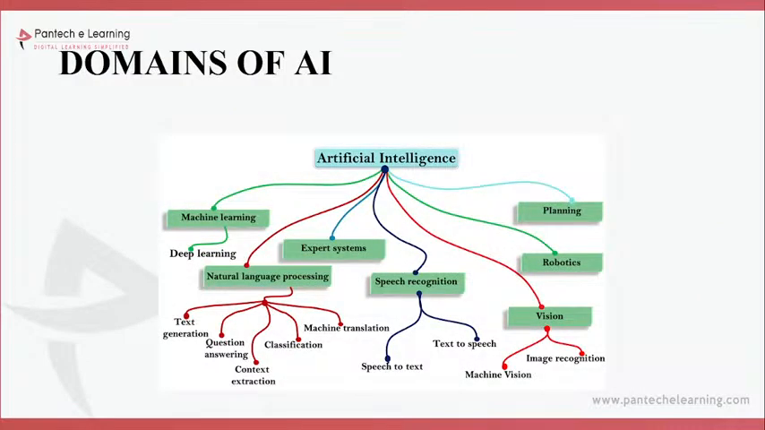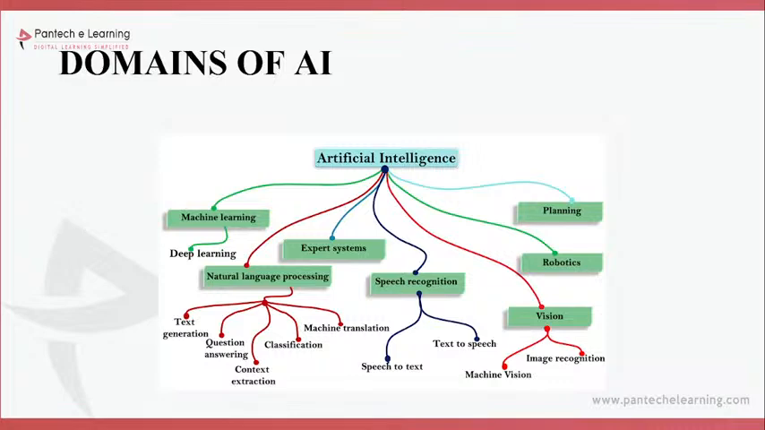Now, the domains of AI. Okay, here we have machine learning, deep learning, expert system, NLP (natural language processing), speech recognition, planning, robotics, and vision. First, I told you the applications of machine learning, like the Flipkart application I mentioned before, and deep learning is used in driverless cars.